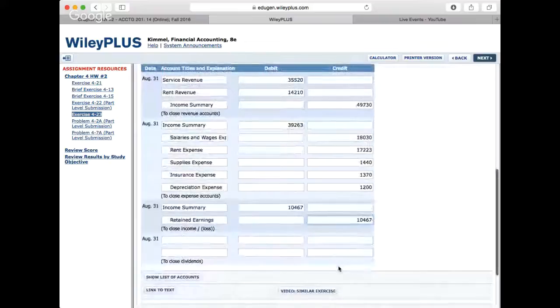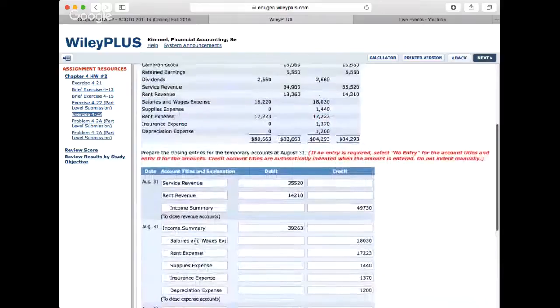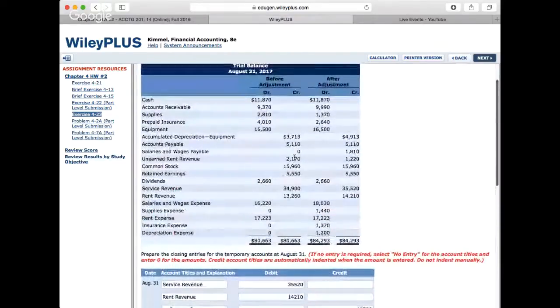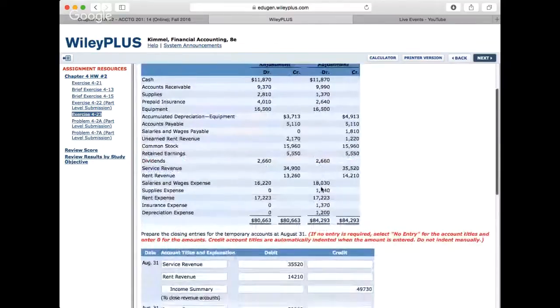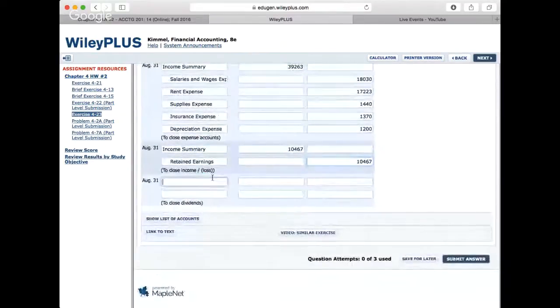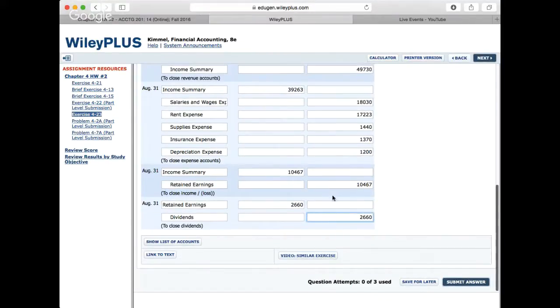And then the last portion that we have is to close the dividends. So let's take a look up here. The dividends portion after the adjustment was $2,660. Let's come down here. Retained earnings and dividends. And we're going to debit the account $2,660. I'm crediting our dividends at the same $2,660. And let's go ahead and submit our answer.